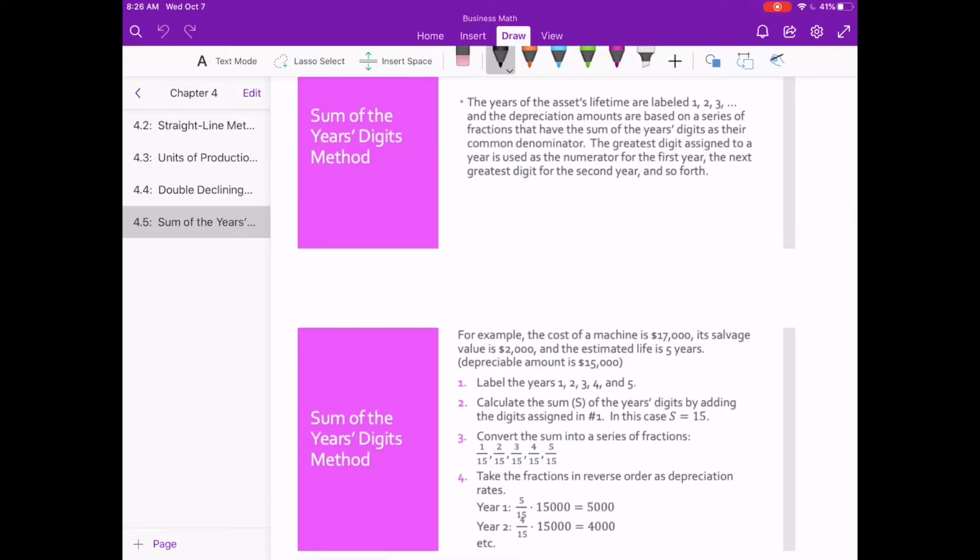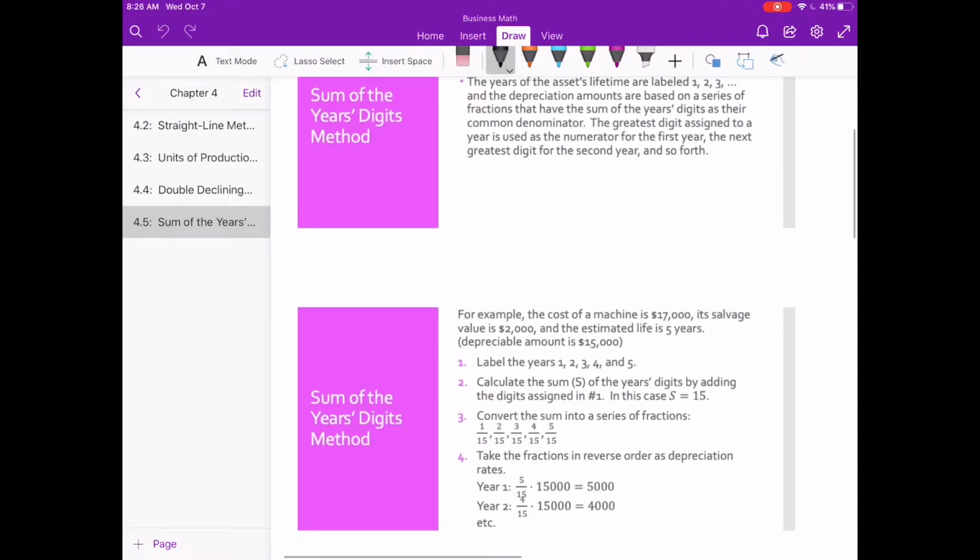The cost of a machine is $17,000, its salvage value is $2,000, and the estimated life is 5 years. So the depreciable amount is $15,000, from that $17,000 minus $2,000. For 5 years, we label them 1, 2, 3, 4, and 5, and we calculate the sum of the year's digits by adding the digits assigned. So 1 plus 2 plus 3 plus 4 plus 5 gives us 15.